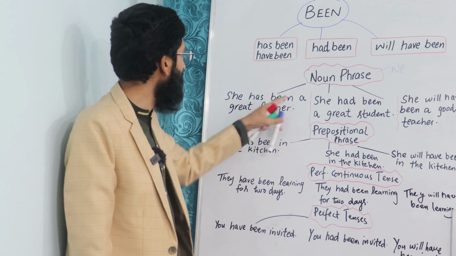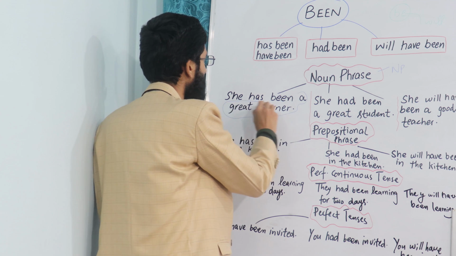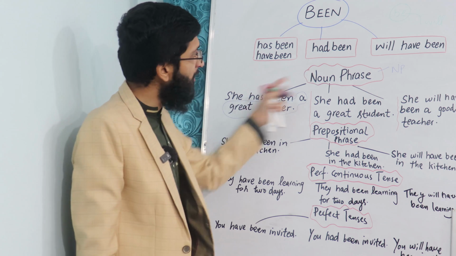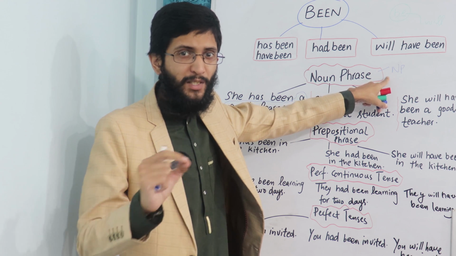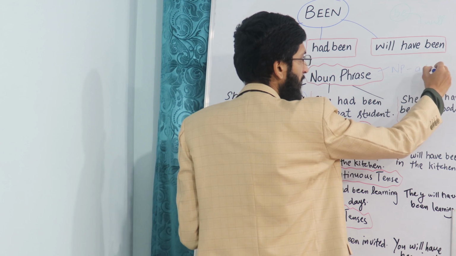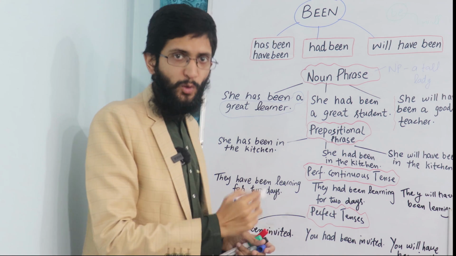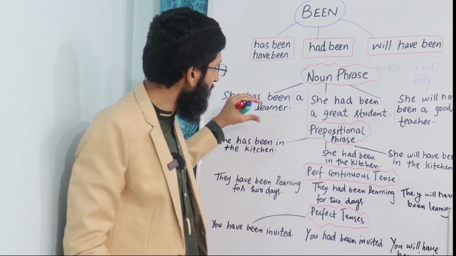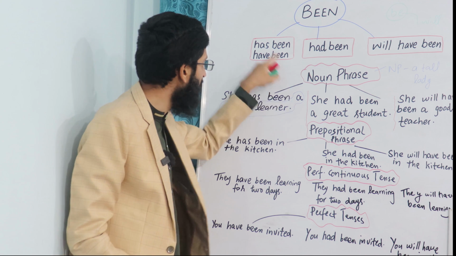For example, she has been a great learner. A great learner, it's a noun phrase. Recall NP. In the previous lectures, I taught you about NP, noun phrase, like a tall lady, a brilliant student, a naughty child. So all the noun phrases can be adjusted here with has been or have been.